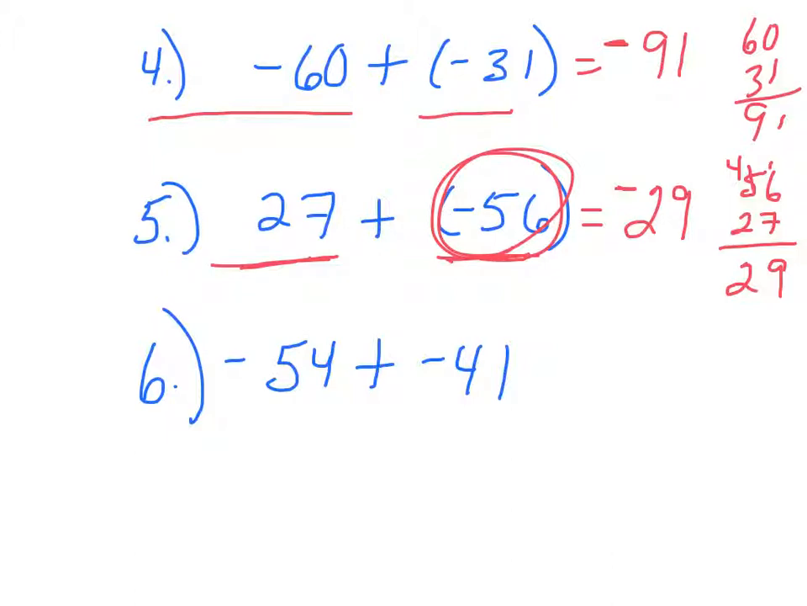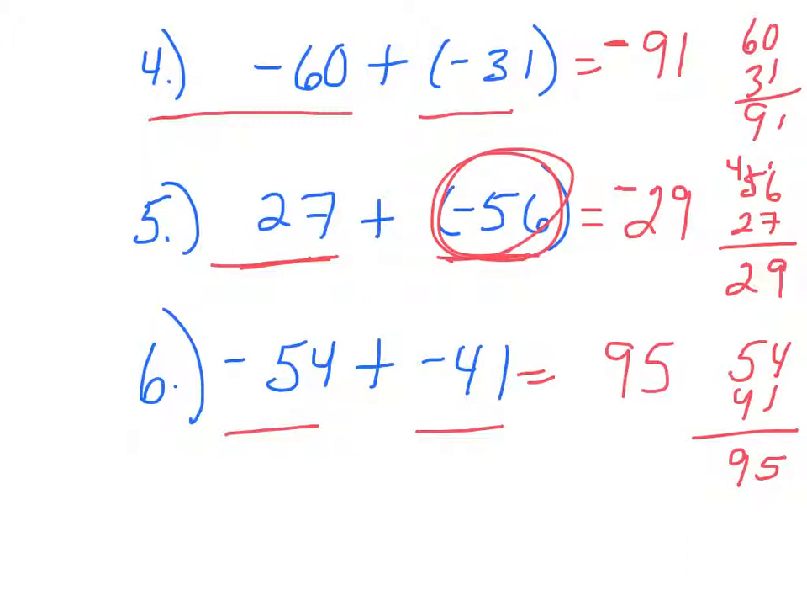And problem number 6, I have two numbers with the same sign, so I am just going to simply combine those numbers by adding them up. And then because both of my original numbers were negative, my answer has to be negative.